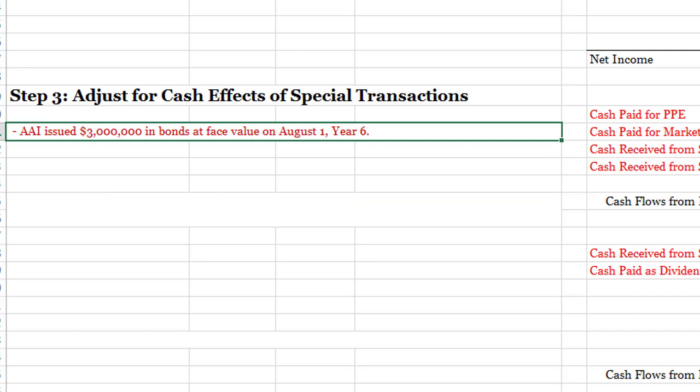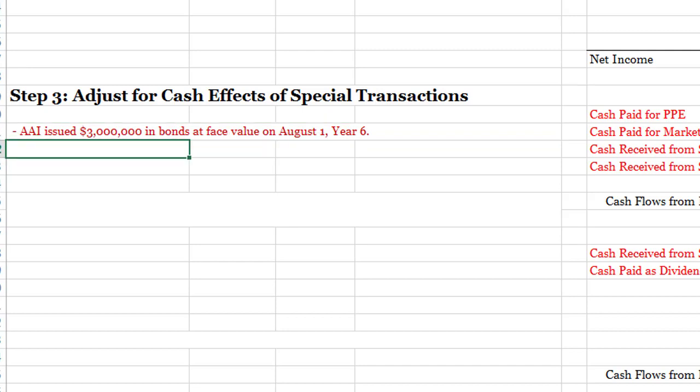This next transaction is to issue $3 million worth of bonds at face value on August 1st, year 6. Face value makes it a little easier for us right now, but if it was not at face value, then we could do the journal entry and find the balance sheet accounts. That would be fun too, but for sake of time, I made it simple and we would just have a face value issue. So first question, is it operating, investing, or financing? The issuance of a bond is financing.